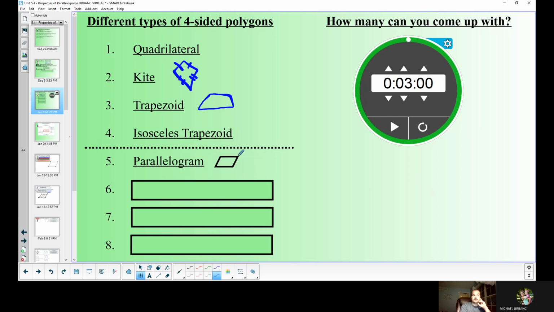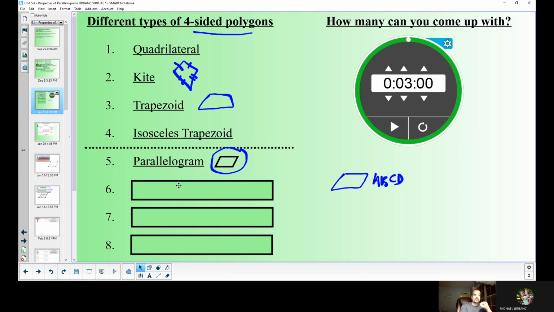And a parallelogram is unique because it is the only four-sided polygon that gets its own shape. So when you label something as a parallelogram, you actually label it with this little shape right there, and then you call it A, B, C, D, or whatever the vertices are. So it is the only one that gets its own shape.